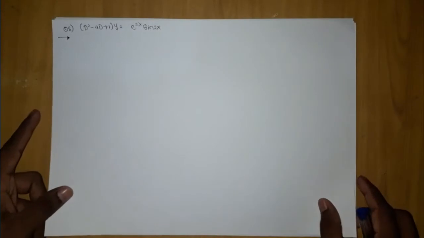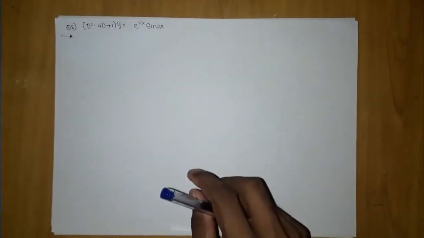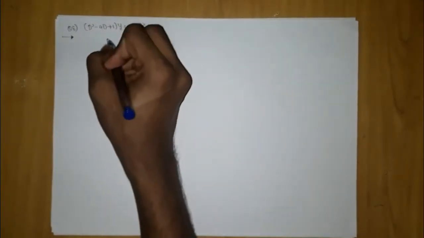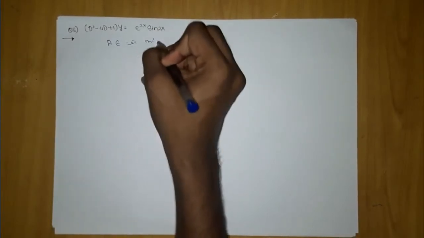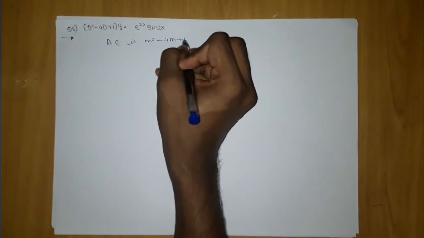Now let's move on to the next question. The next question which we are going to take is the 8th one, which is (D square minus 4D plus 1) y equals e to the power 2x into sine 2x. What we are going to do is get the auxiliary equation. The auxiliary equation is m square minus 4m plus 1 equal to 0.